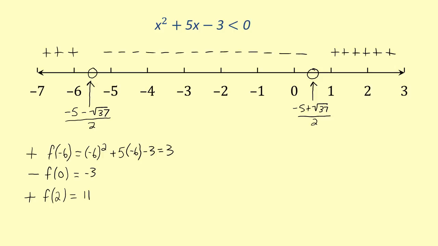The inequality is asking for all values of x that are less than 0. So the solution is the set of all numbers between negative 5 minus the square root of 37 all over 2 and negative 5 plus the square root of 37 all over 2, which we can represent graphically as a line between the two open dots, or we can write it in interval notation.